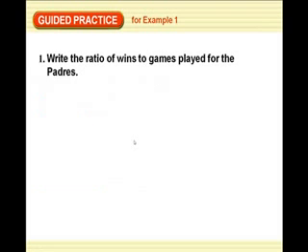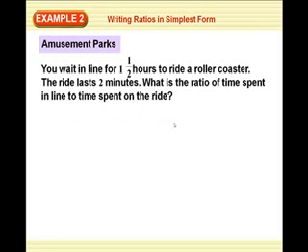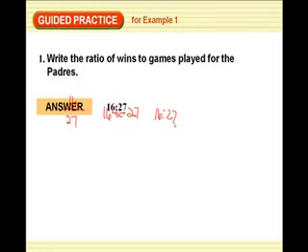Sorry about that. Write the ratio of wins to games played for the Padres. I'll try to do better on this one. The Padres won 16 games. To games played would be 27. Or 16 to 27, or 16 colon 27. Did I get that one right? Yes. And it says write the ratio, so I guess it doesn't care which way you write it.